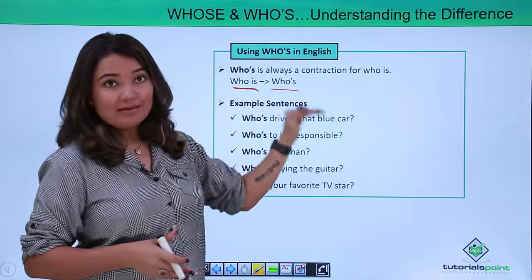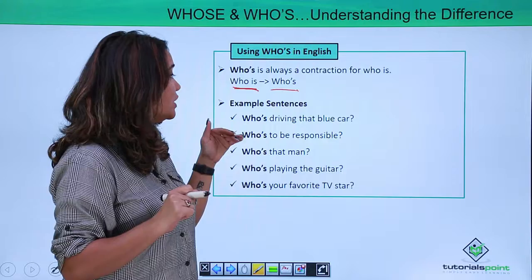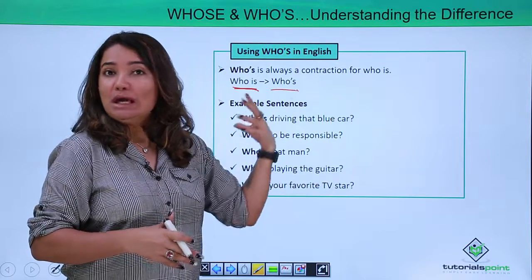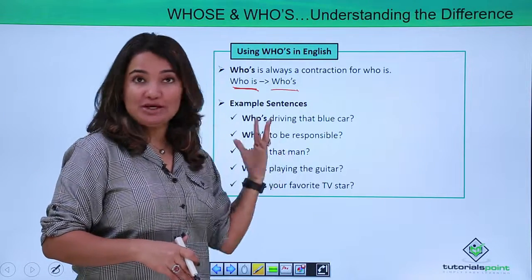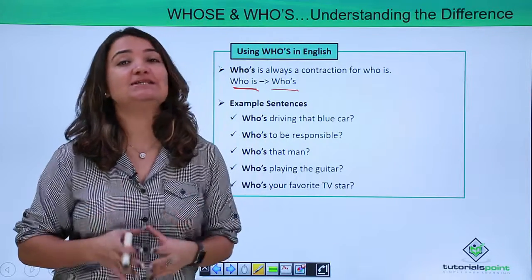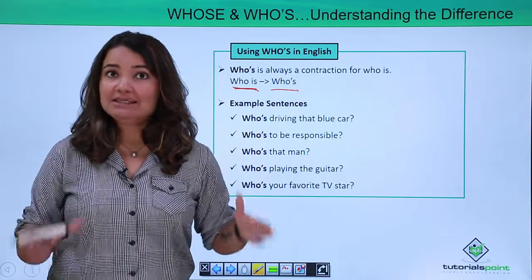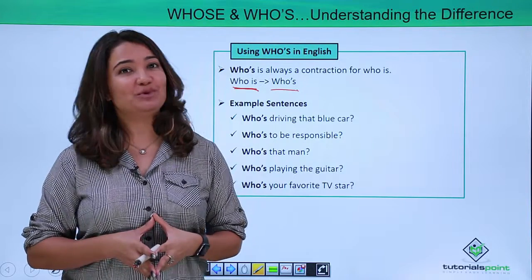Who's driving that blue car? That is, who is driving that blue car? Or who's to be responsible? Who is to be responsible? I hope it's now clear that who's, W-H-O apostrophe S, is used as a contraction of who is, and whose, W-H-O-S-E, is used as a possessive pronoun.